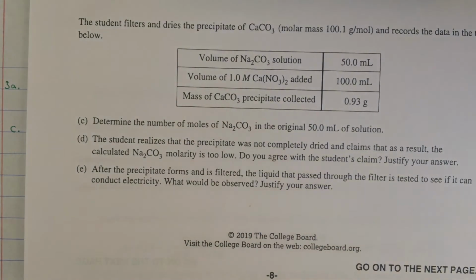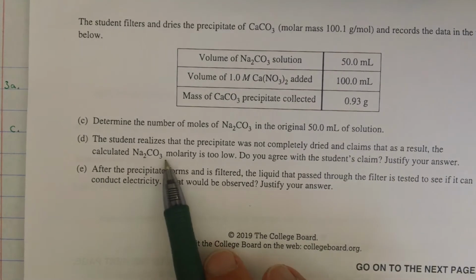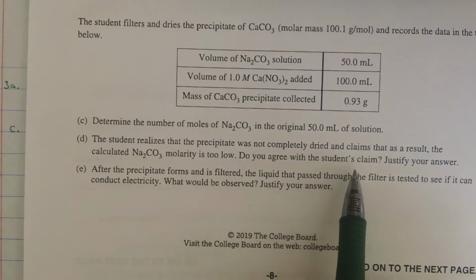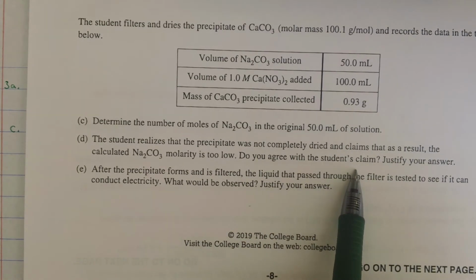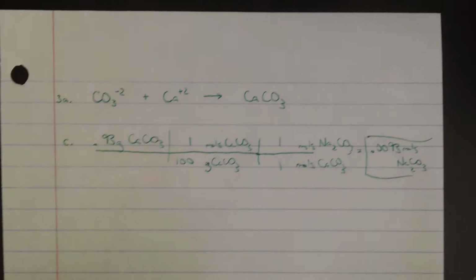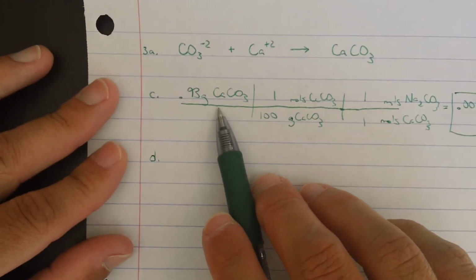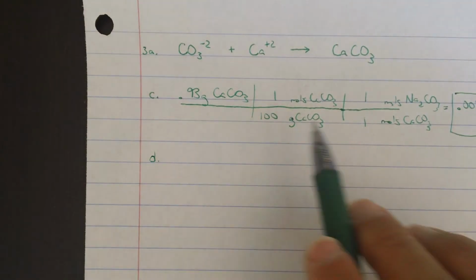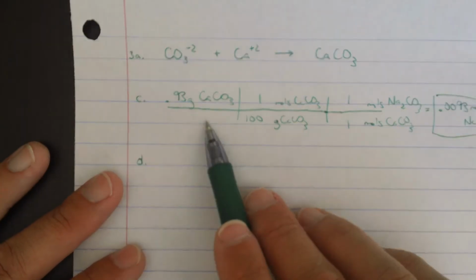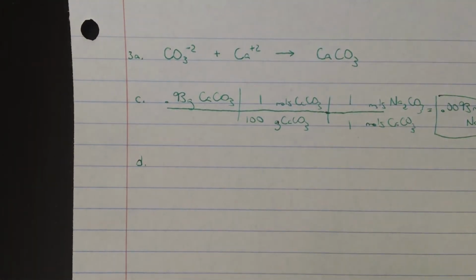The student realizes that the precipitate, ready? The precipitate was not completely dry and claims that as a result the calculated sodium carbonate molarity is too low. Do you agree with the student's claim? And the answer is no. I don't agree with the student's claim. And so here on part D, what they're saying is if you weighed that precipitate and it wasn't all the way dry, would that give you more or less moles of the sodium carbonate at the end? If it wasn't all the way dry, that mass is bigger and therefore the moles of the sodium carbonate would be bigger. You have to put that into words, which is no fun. So would it be smaller? No, I disagree.